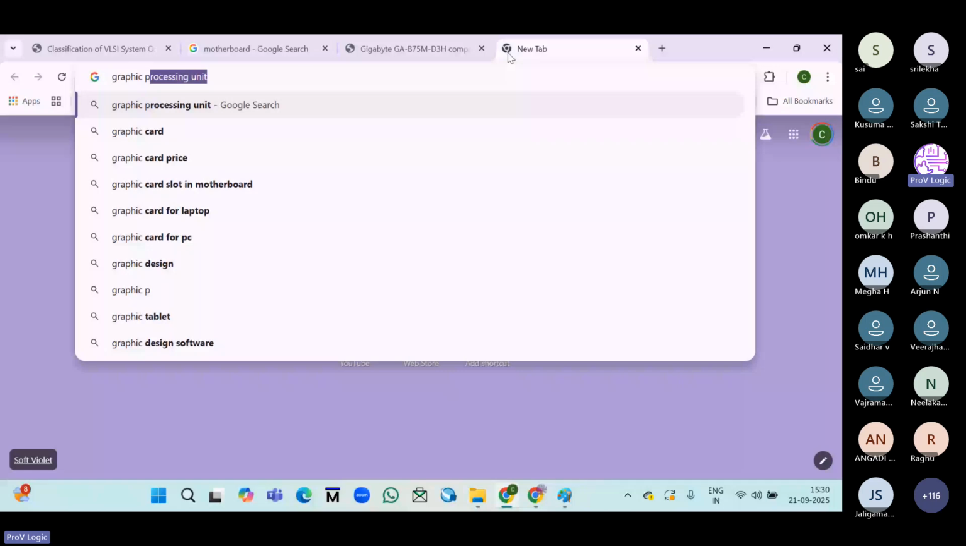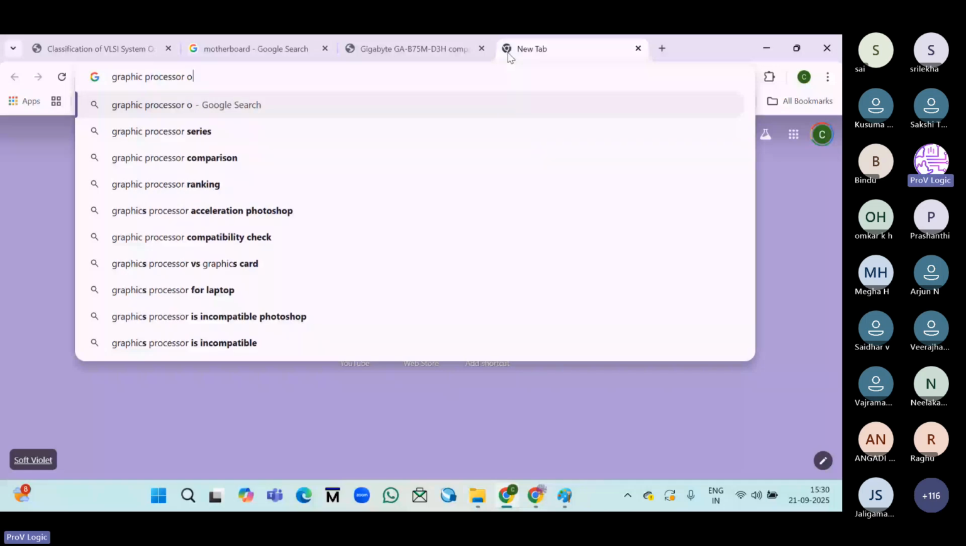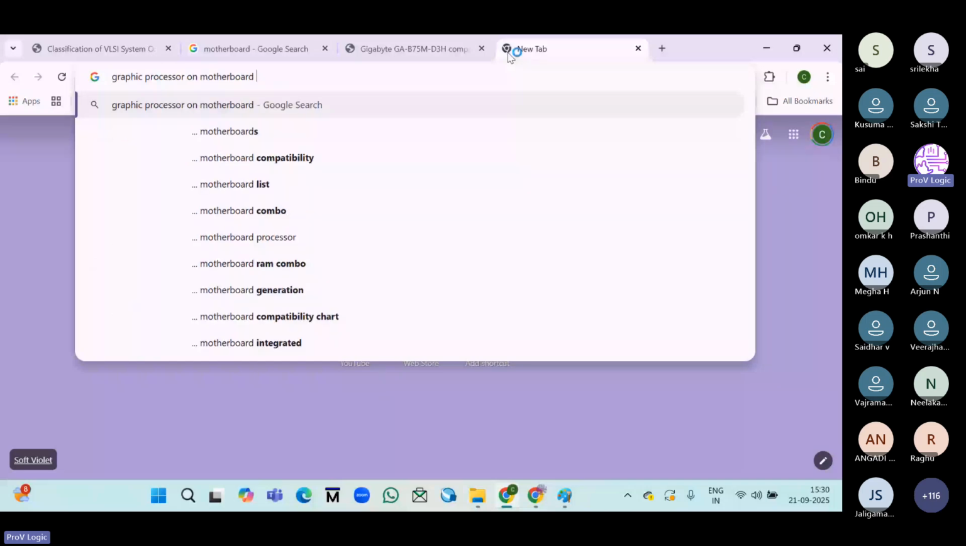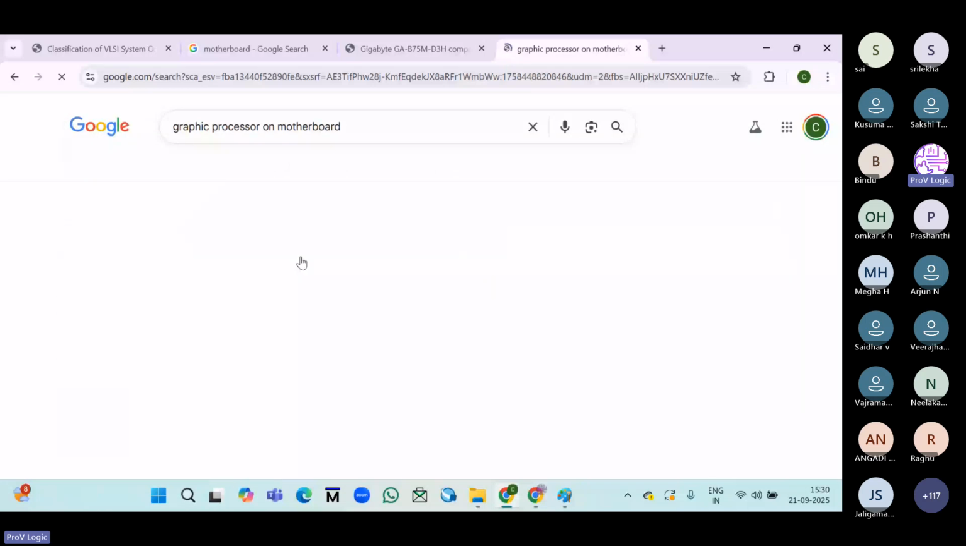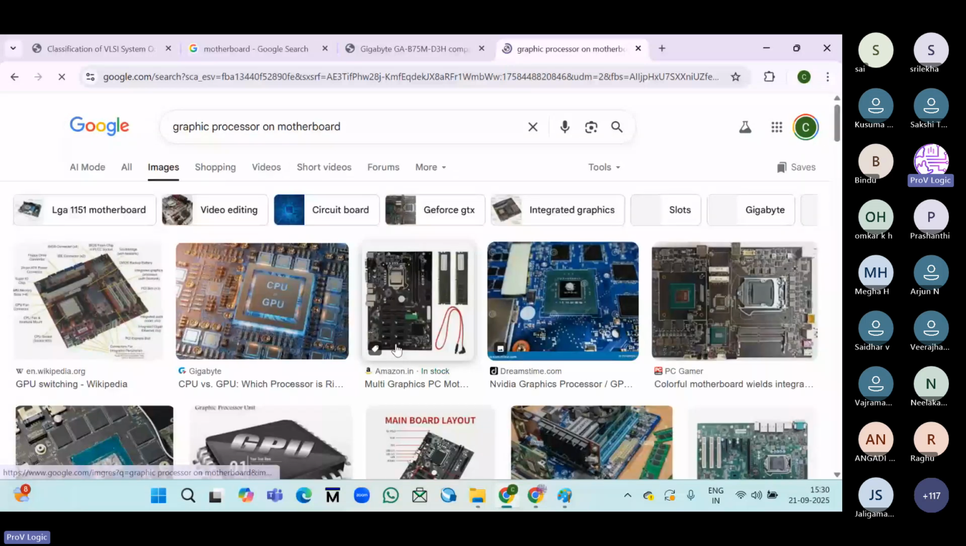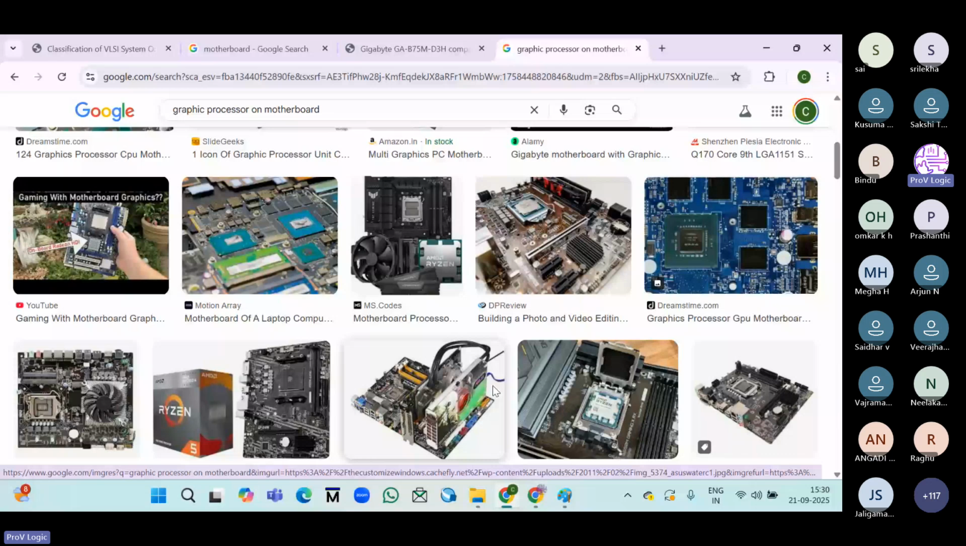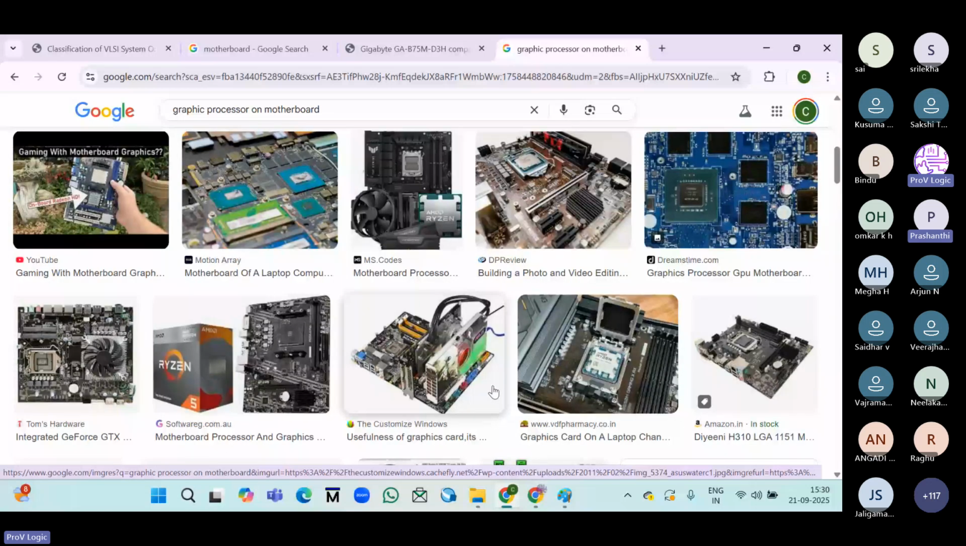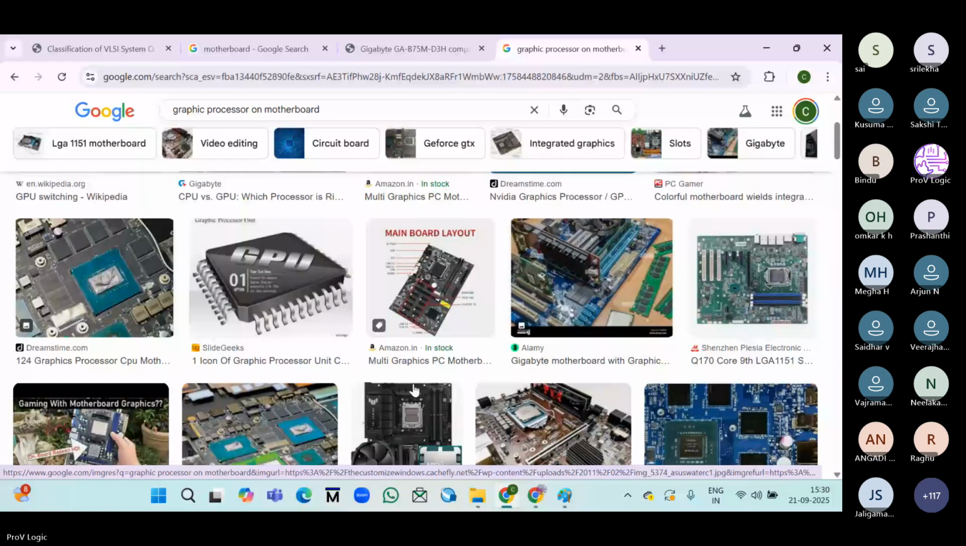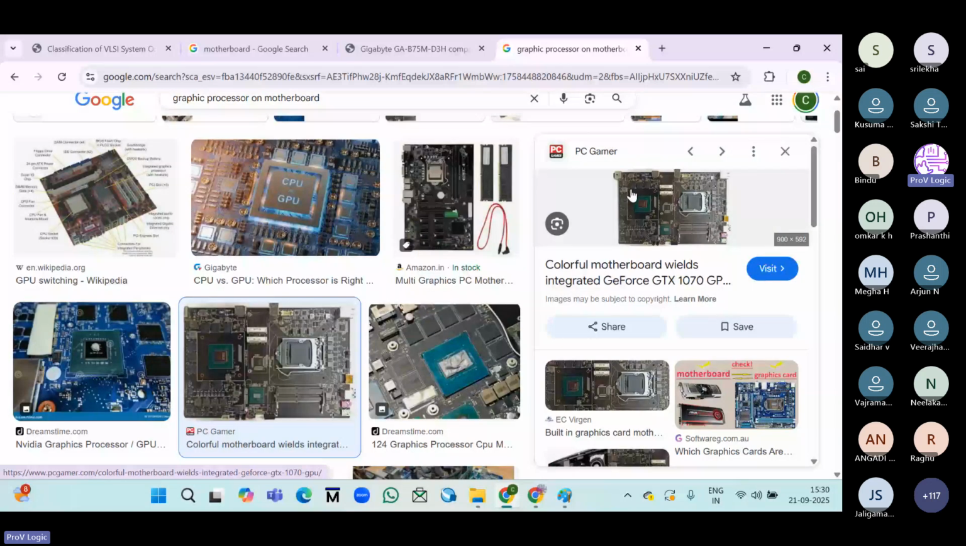Only if you have the requirement, then we need to buy it separately and we can connect it on the motherboard. See, this is how bulky a GPU is. This is what a GPU is. It is also like a processor. If you see here, one side a CPU, one side a GPU. It's also a processor.